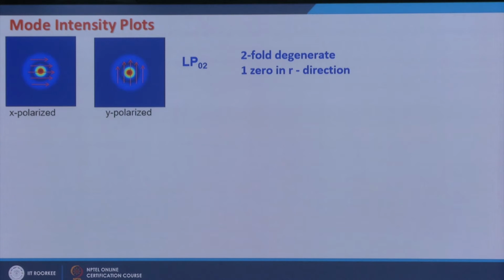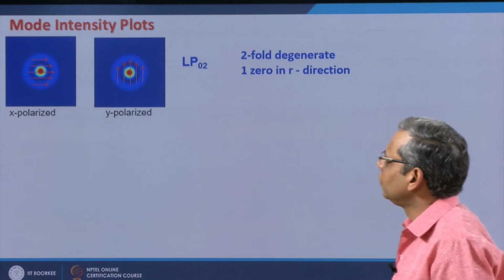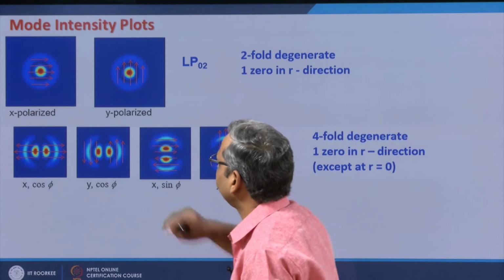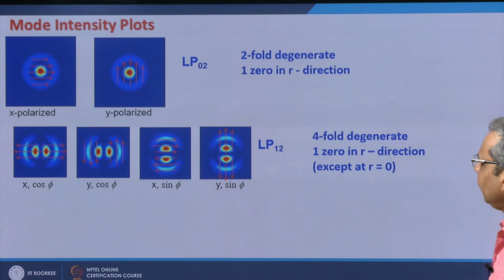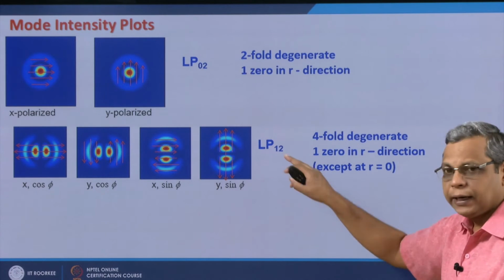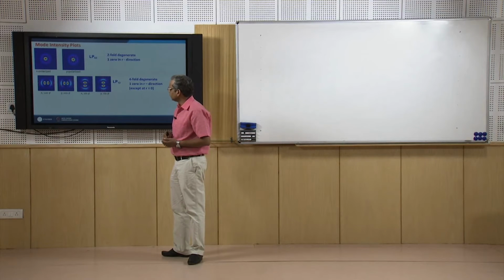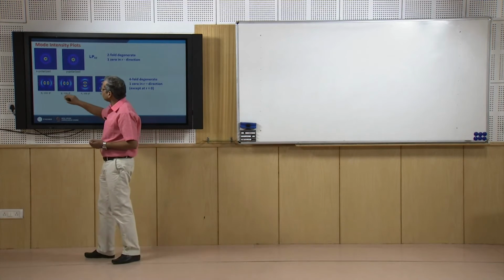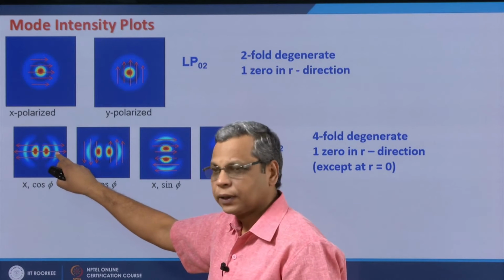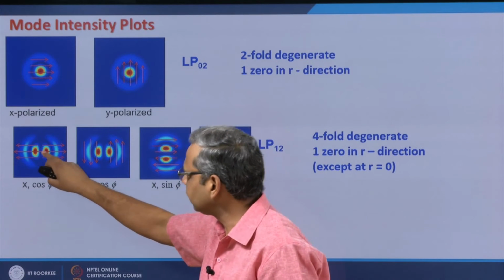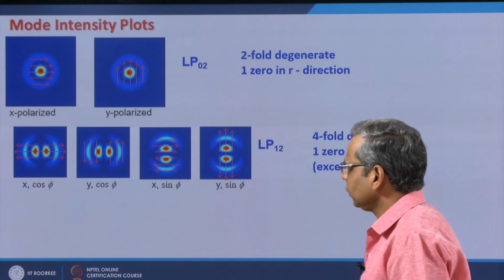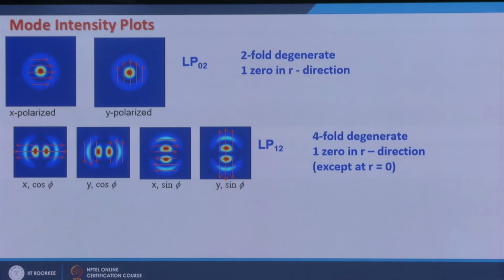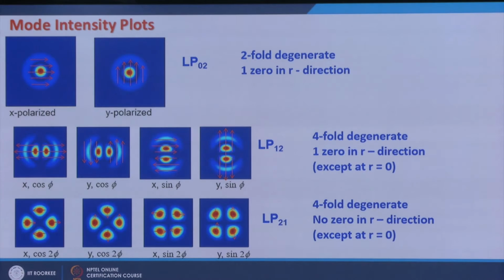If I look at the LP02 mode, then the LP02 mode would again be two-fold degenerate. You will have x polarized and y polarized. If you look at the second mode in the L equal to 1 series, that is the LP12 mode, then it will have 1 zero in the r direction except a 0 at r equal to 0. So, the modal fields would look like this, and again this would be four-fold degenerate.